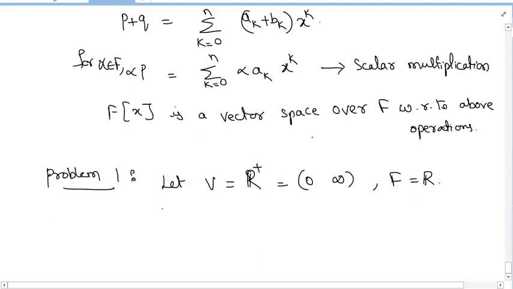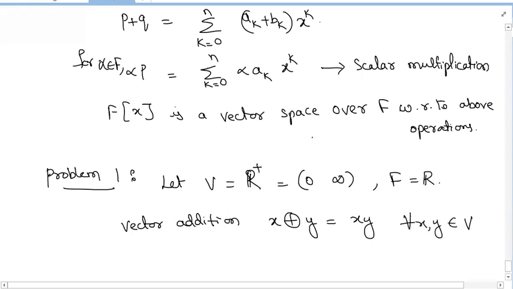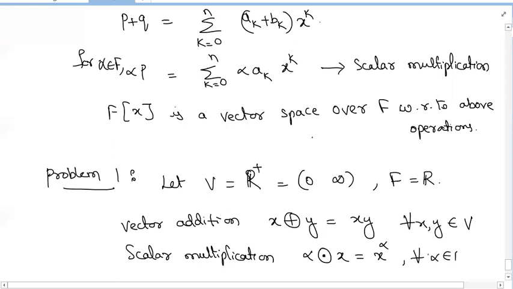So now I am defining vector addition. x ⊕ y, where this is the vector addition symbol I'm using, is equal to xy, for all x, y belonging to V, where V equals R plus. And scalar multiplication: alpha dot x equals x to the power alpha, where alpha belongs to R and x belongs to V.